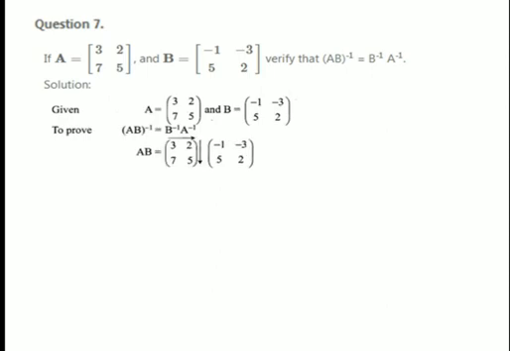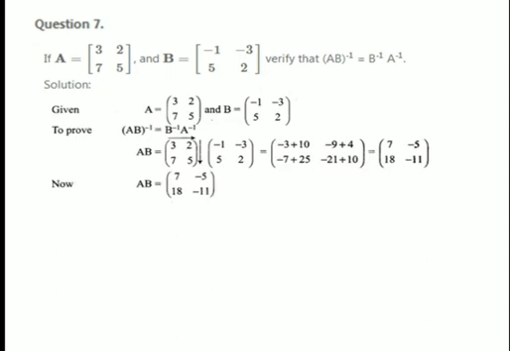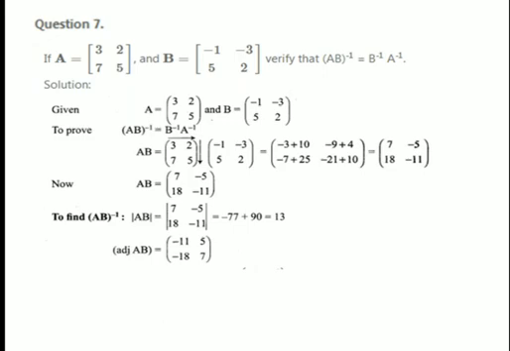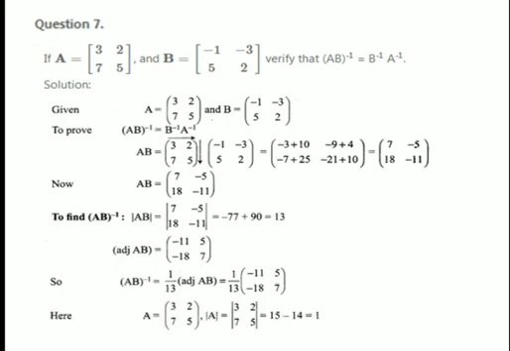AB: first you multiply A and B, you get the answer. After that AB inverse means first you find out the AB modulus, which is 13. Adjoint of AB means you change the position of 11 and 7. After that you multiply minus in 18 and minus 5. You get the adjoint of AB. Then inverse means 1 by AB modulus, adjoint of AB. 1 by 13 adjoint of AB, you take it and write.